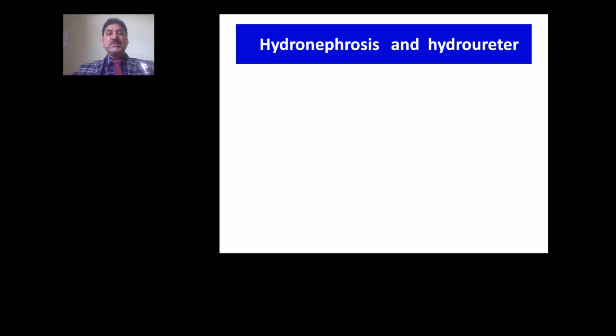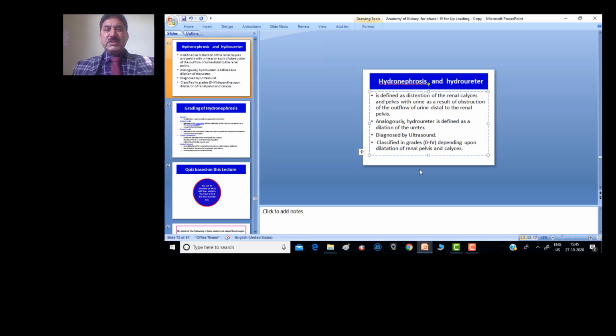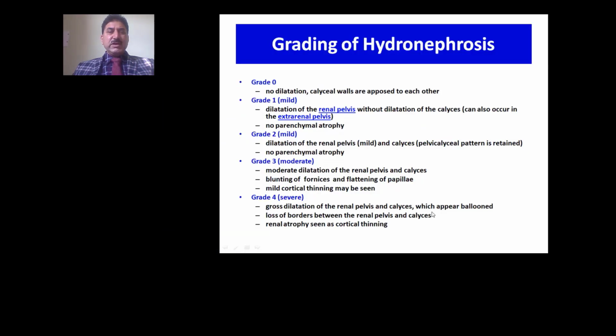Now, what is hydronephrosis? Hydronephrosis is defined as a distension of the renal calyces and pelvis with urine as a result of obstruction of the outflow of urine distal to the renal pelvis. Analogously, hydroureter is defined as dilatation of the ureter. Hydronephrosis is classified into grades from 0 to 4 depending upon dilatation of renal pelvis and calyces. Grade 0, no dilatation. Calyceal walls are opposed to each other.